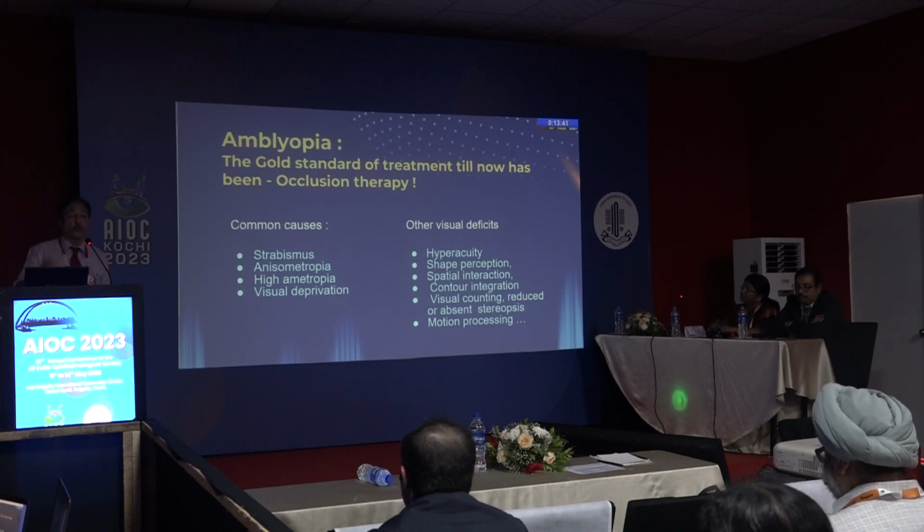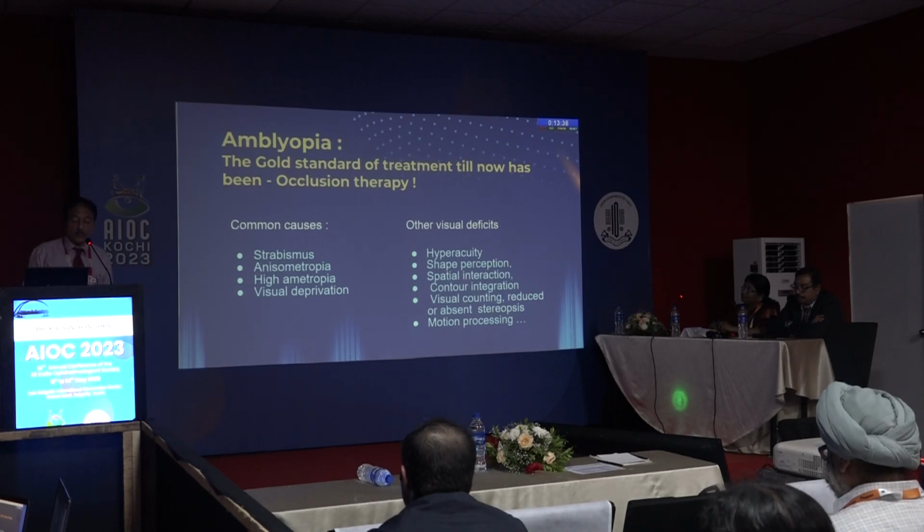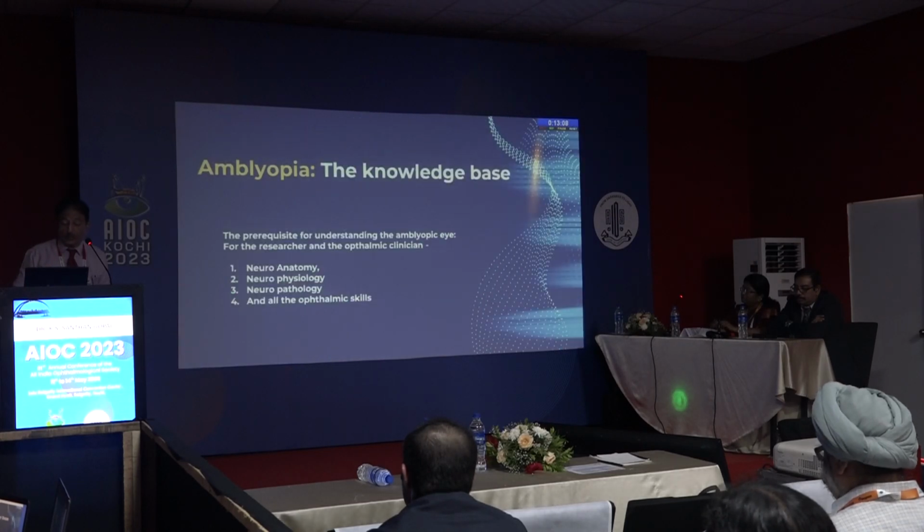There are basically four types of amblyopia: strabismic amblyopia, anisometropic, high ametropic, and visual deprivation amblyopia, and hyperacuity disorder, shape perception, spatial interaction, and contour integration, visual counting, reduced or absent stereopsis, and motion processing. All these features are abnormal in amblyopia. How do you explain them? Just saying two lines of visual difference between the two eyes has no meaning at all. So we need to explain all these things properly in amblyopia.